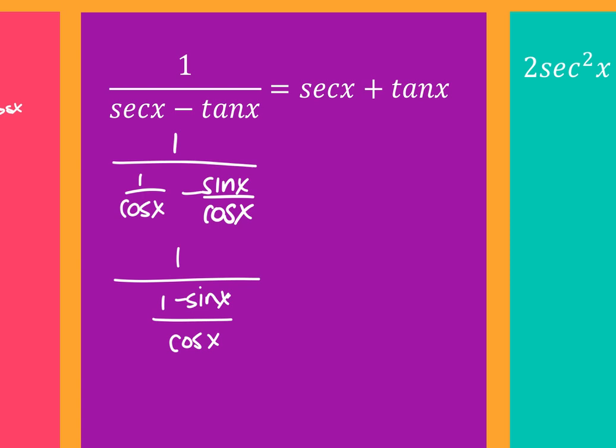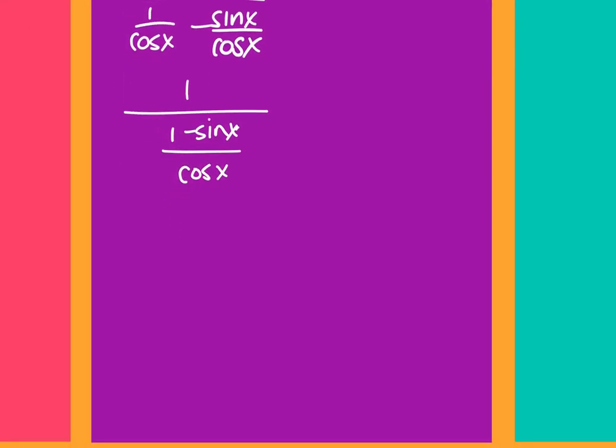Then what? Pythagorean identities? They're not squared. If they were squared, yes, but that sine's not squared, so I can't. It's a complex fraction, right? So I can do keep, change, flip. So I can do times cosine x over 1 minus sine of x. It's gone from the bottom, and 1 times that is just that.